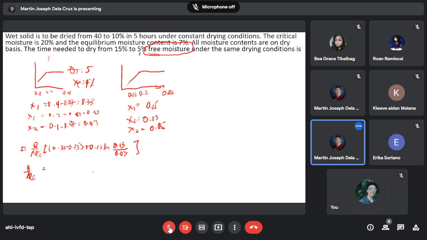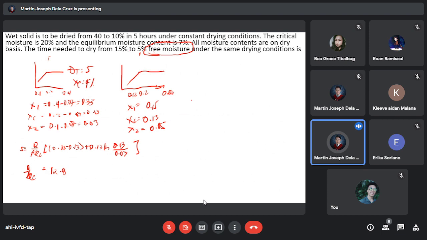Okay, 12.8. Very good. So you got here 12.8. And then we're going to use your proportional constant in the case 2 class to get the total drying time of your 0.15 to 0.05 free moisture class.